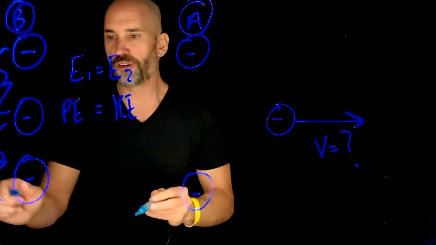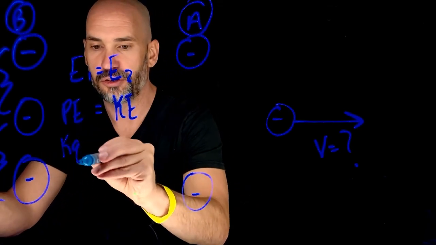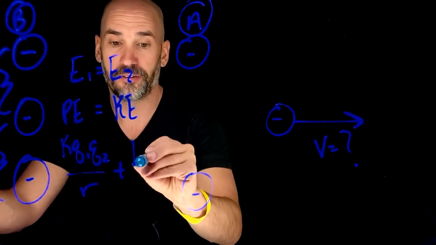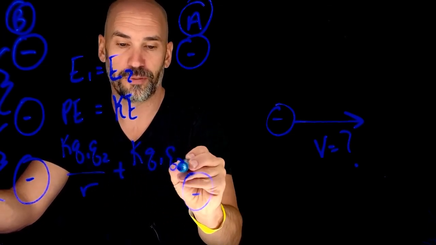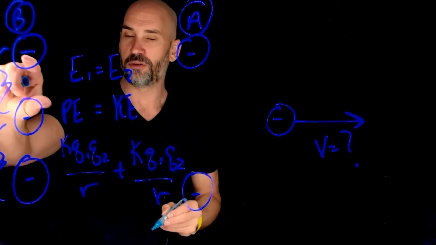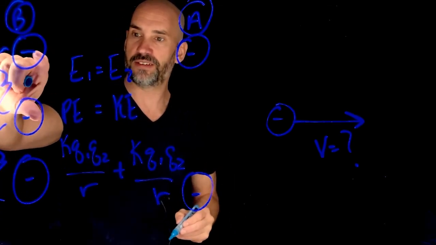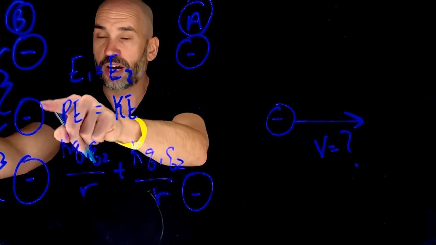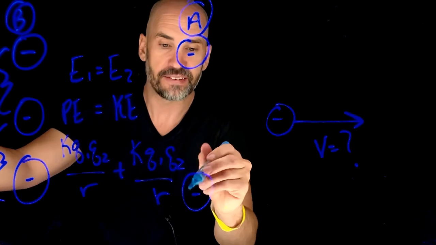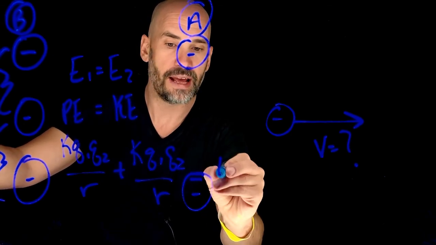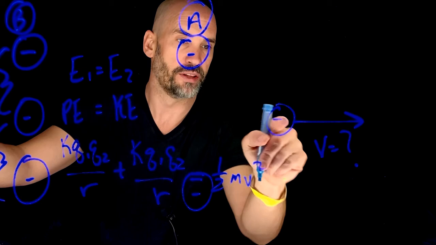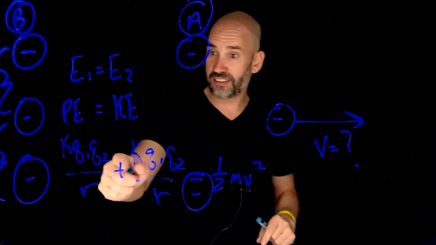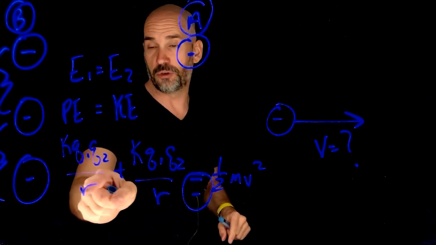The first one is going to be k Q1 Q2 over r. The second one will also be k Q1 Q2 over r, right? You have the potential energy due to these and the potential energy due to these. So that's the total potential energy that this charge has at the beginning. And that's got to equal 1/2 mv squared when the charge has flown all the way off, right? This is basically just 2 times k Q1 Q2 over r.